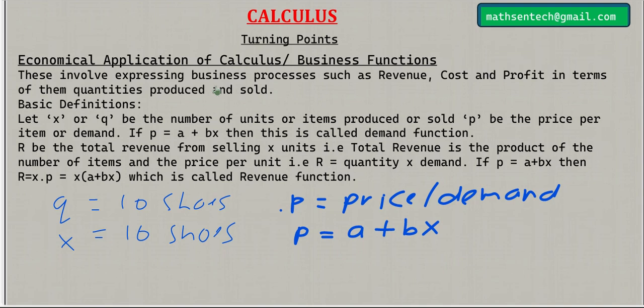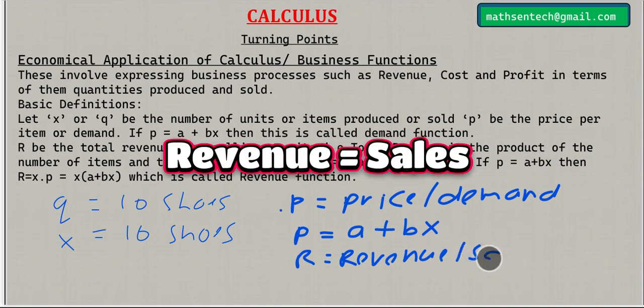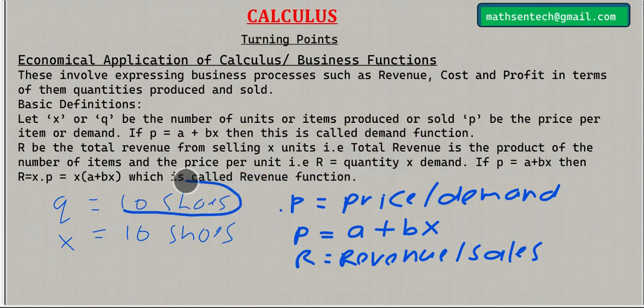So then R be the total revenue from selling X units. So we're also coming across R. So R is revenue. So it's good to note that revenue is also known as sales. So assuming again you have 10 shoes and you're selling each shoe at 1,000 bob, then your revenue is going to be 1,000 times 10, which is 10,000. So again I say revenue is also the same as sales, right?